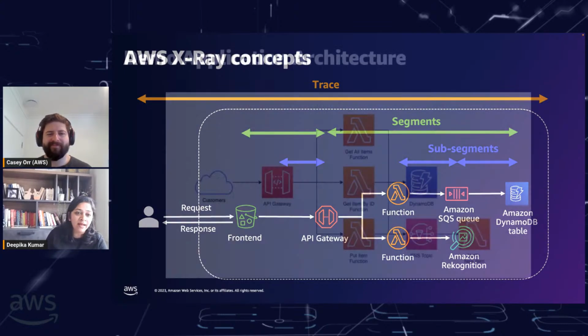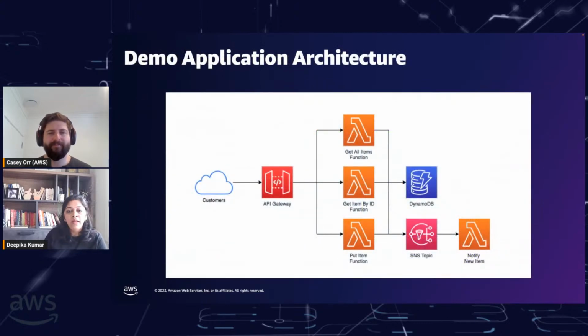Now it's time for a quick demo. For the demo architecture, I'm using a serverless application where customers go through an API Gateway, and I've got a few Lambda functions which get all the items from my DynamoDB table, get an item by ID, and a put item function. If it is successful, it posts to an SNS topic, and there is another Lambda for the notification.